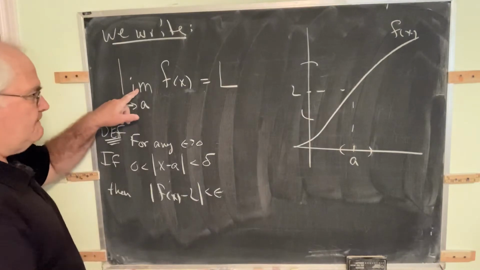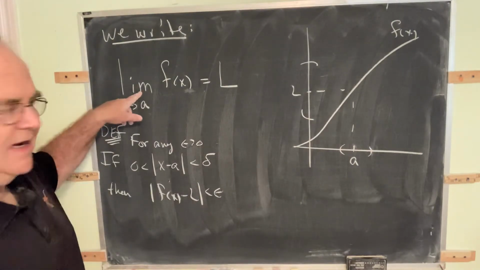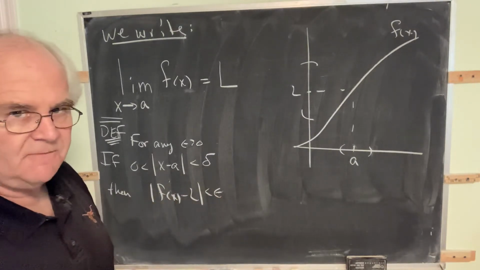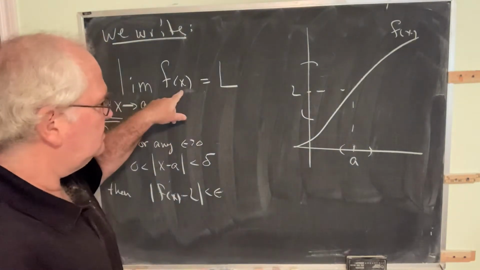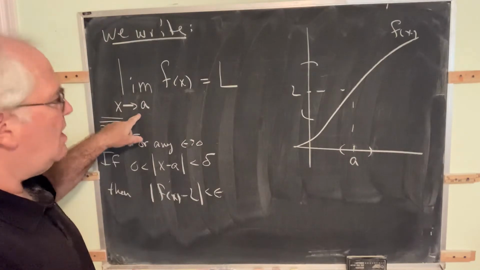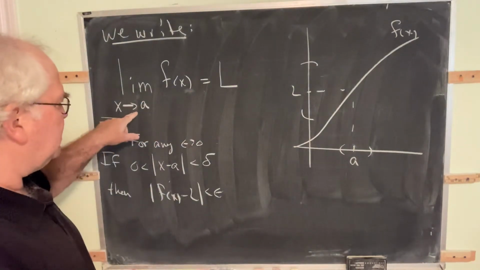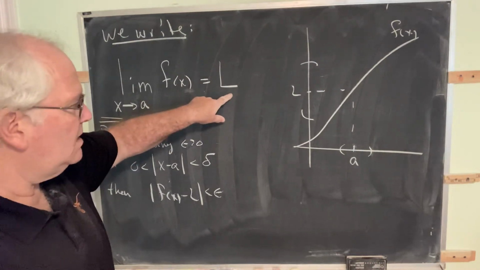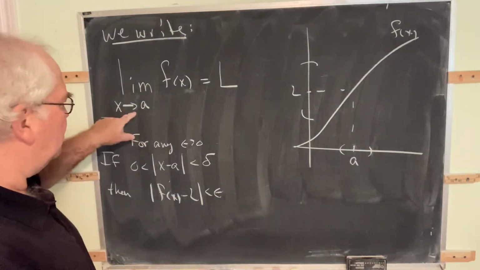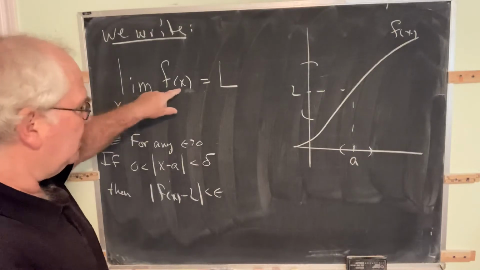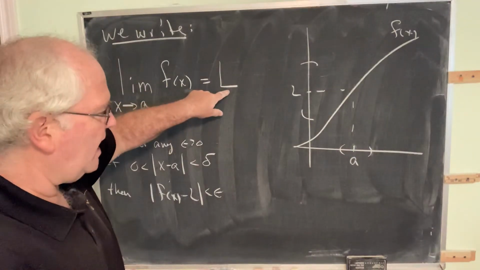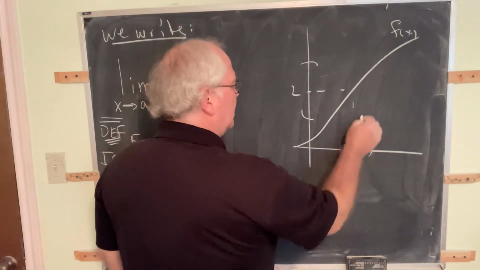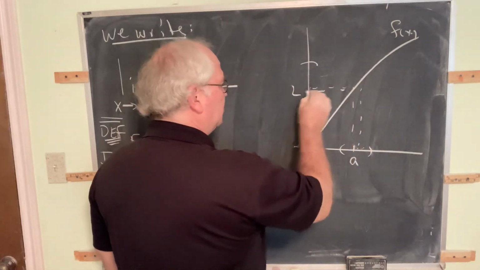Another way of saying the limit is, what is it you're getting closer and closer to on the y-axis? As x gets closer and closer to a, for this function, you're getting closer and closer to L. As I choose x values here, they get close to a, and the function values get closer and closer to L.